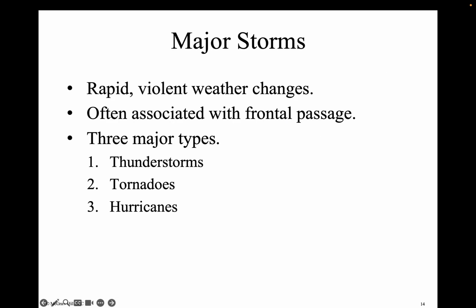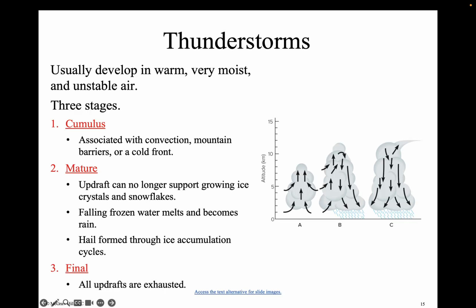Now the three types of storms. We have the thunderstorms, tornadoes, and hurricanes. They are all categorized as a rapid violent weather change, and it's often associated with the passage of either a cold or warm front. Let's take a look at the thunderstorm, okay?